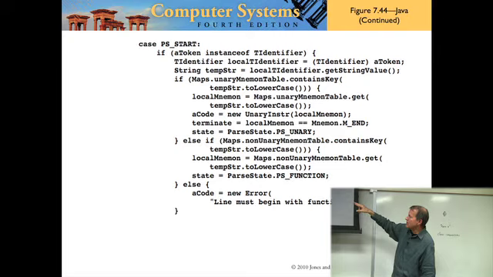And then we say terminate gets what? Local mnemon equals mnemon m end, okay? And that's the same way we terminated our finite state machines always, right? And then state gets parsestate.ps unary, and we go to ps unary.